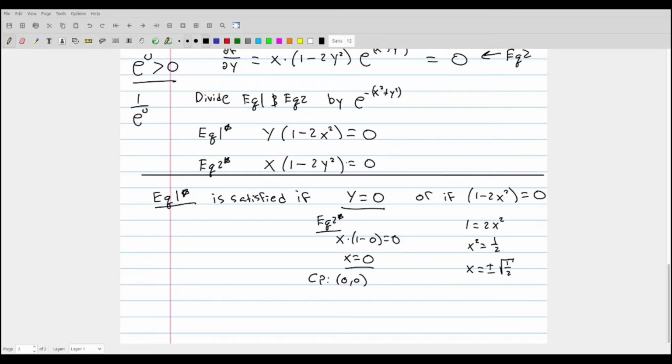Which actually gives us two other critical points, corresponding to x equals plus or minus 1 over the square root of 2. But this also gives us something else to think about. If x equals plus or minus 1 over the square root of 2, equation 1 star is satisfied, but x is not equal to 0. You have to also guarantee that equation 2 star is satisfied.